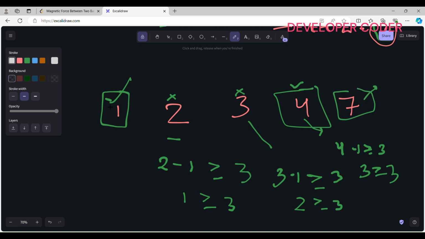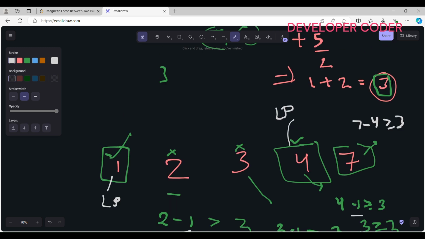Initially this was my last position. That is why I did 2 minus 1, 3 minus 1 and 4 minus 1. Now this will become my last position. So here 7 minus 4 is greater than or equal to 3. 3 is nothing but my mid, or we can say my minimum force. So yes, this is also true. So I can place my ball here.